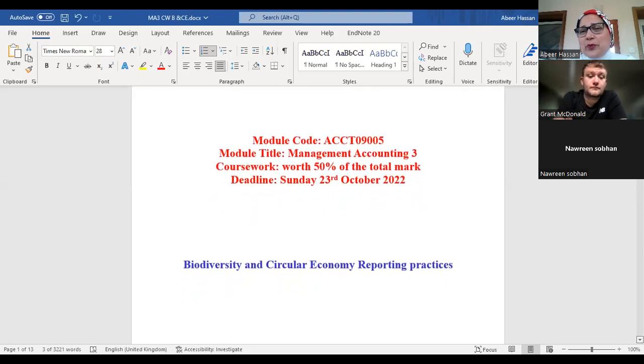The title of the coursework is Biodiversity and Circular Economy. So at the beginning, you really need to understand what biodiversity means and what circular economy means before going into details, selecting the company, doing the investigation and collecting the information, because you really need to know what information you are looking for. So it is better to spend some time, even after today, to read about biodiversity.